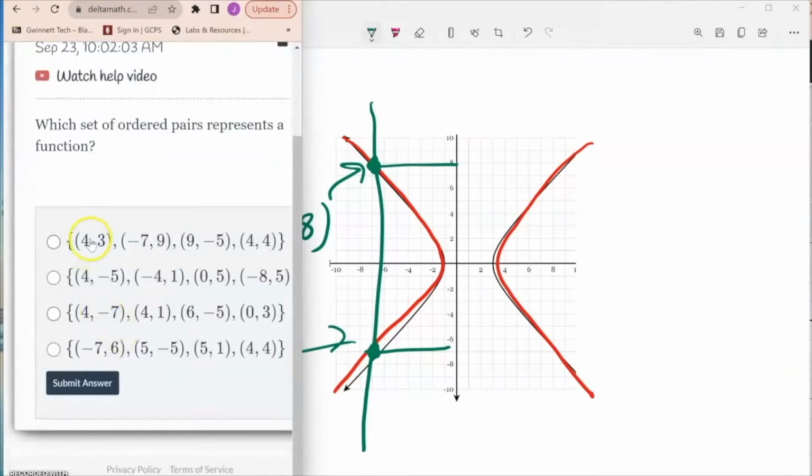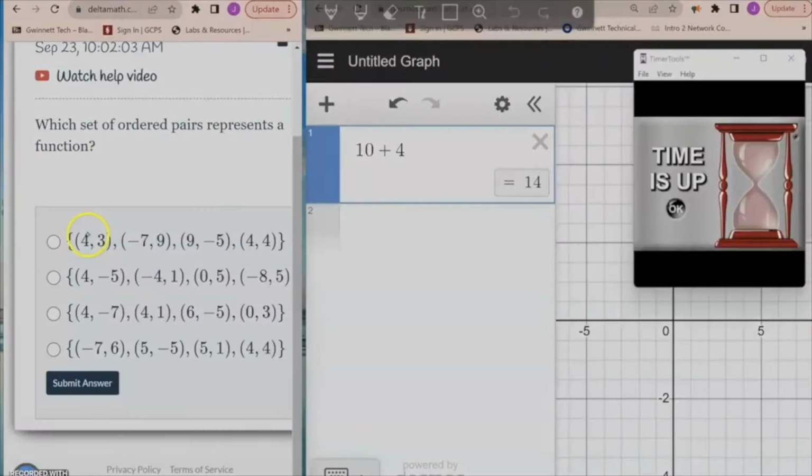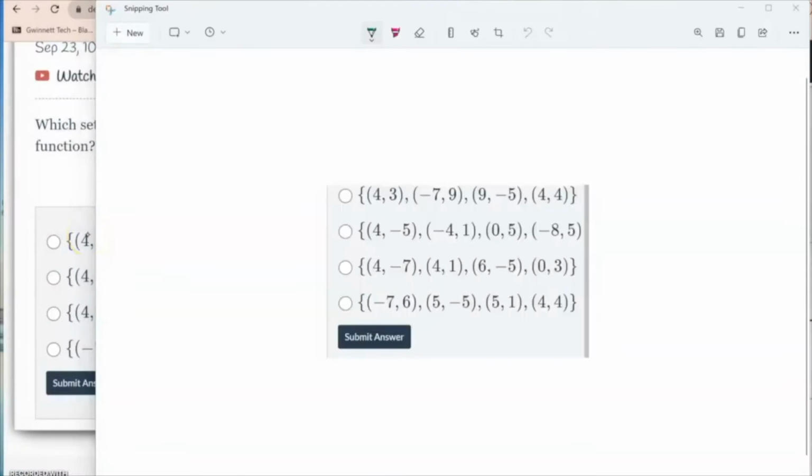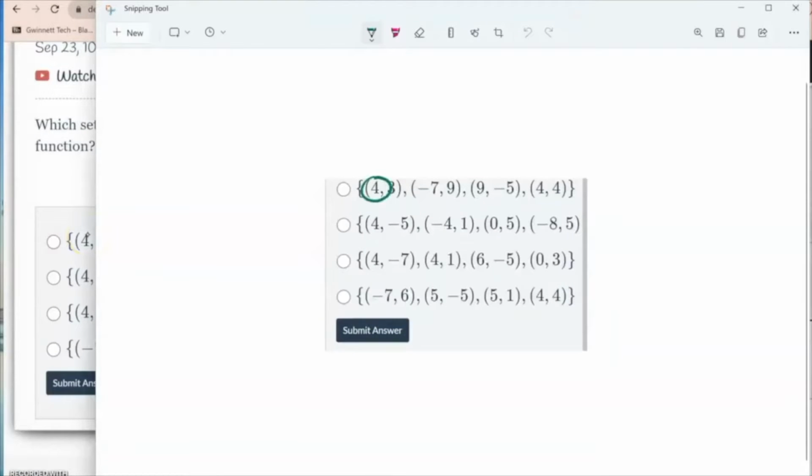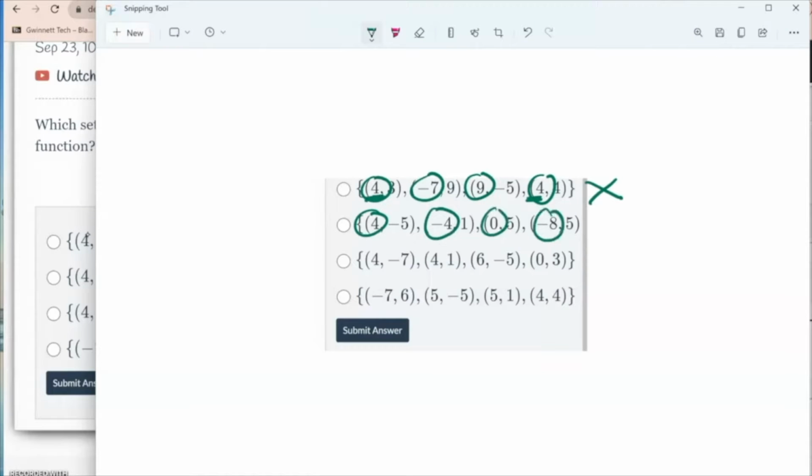So, which one represents a function? I need x not to repeat. Let me do this again. All right, looking at my x values. Does it repeat? Yes. So this is not a function. X values. Does it repeat? No, this is a function.